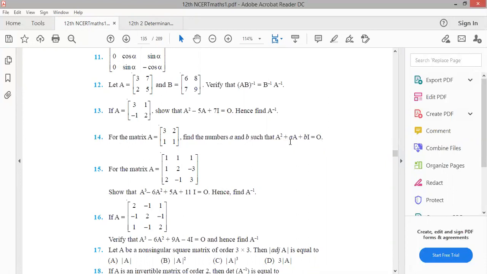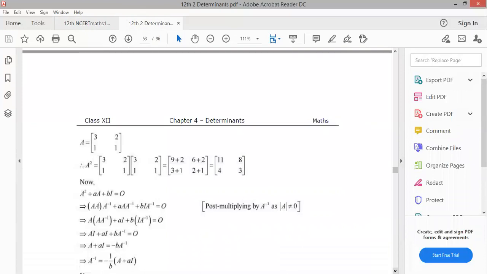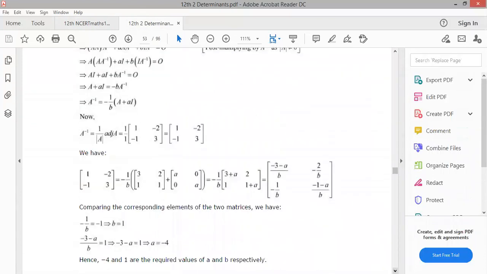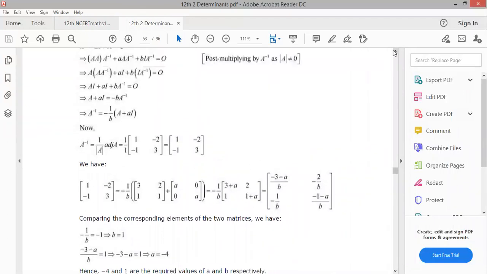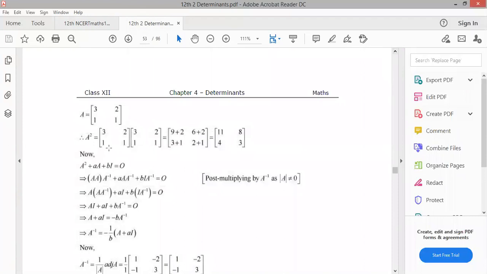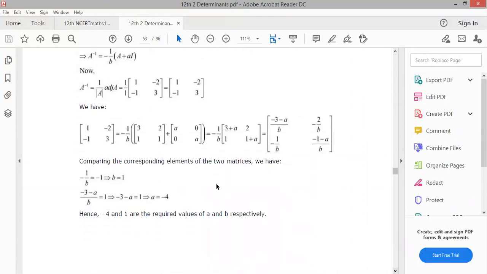We have to find A square and put the values of A square, A and I in this equation. We will get simple linear algebraic equations, and then we will find the values of a and b. So this is the way. You can see it here. Solve this. So a is equal to minus 4 and b is equal to 1.